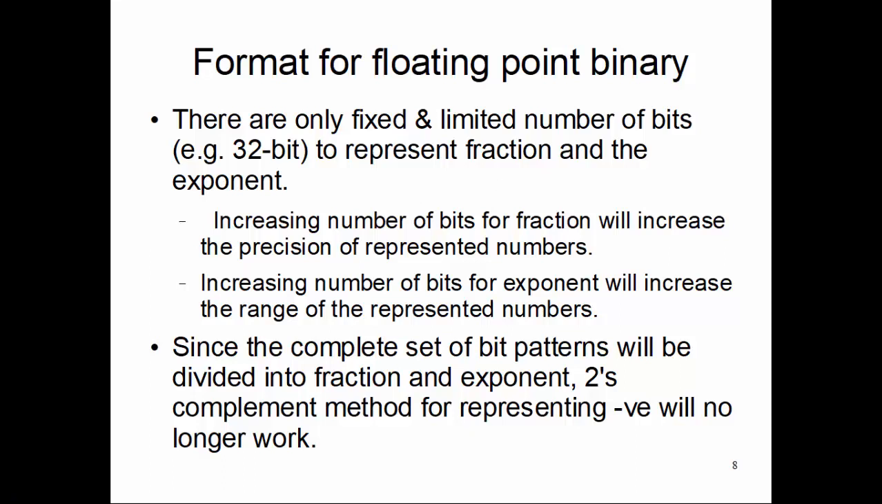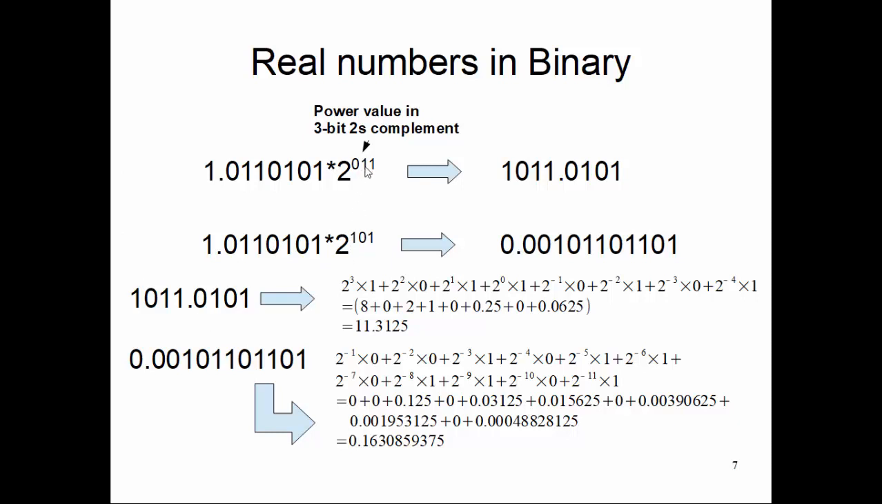We see that there are only a fixed and limited number of bits, right? So here we are representing, how many bits are we using? 1, 2, 3, 4, 5, 6, 7, 8 for the fraction part, and 3 bits for the exponent part. So 11 bits, right?